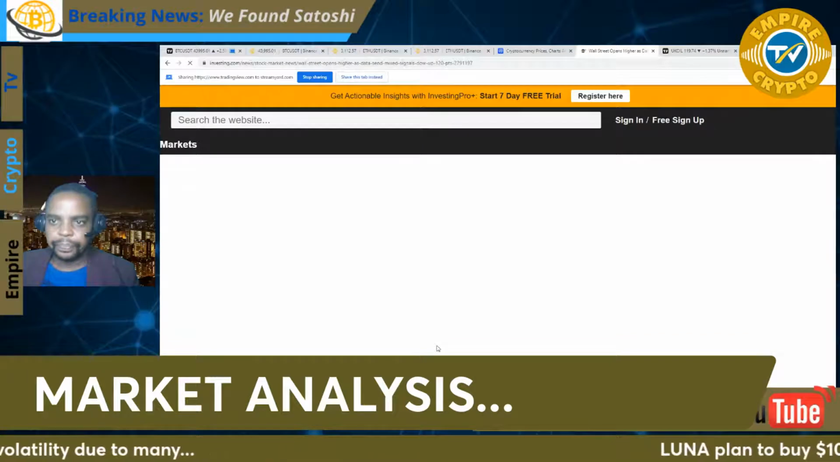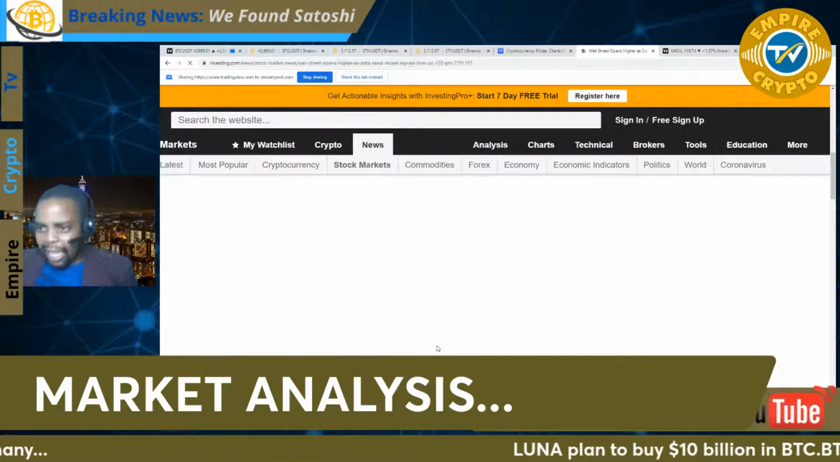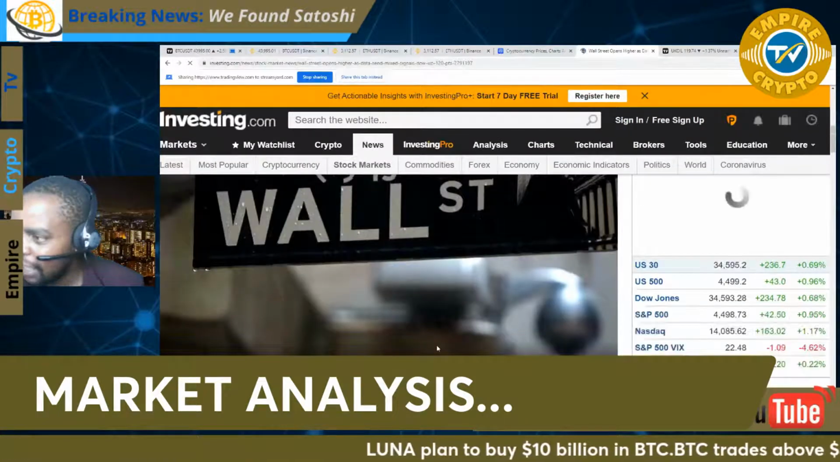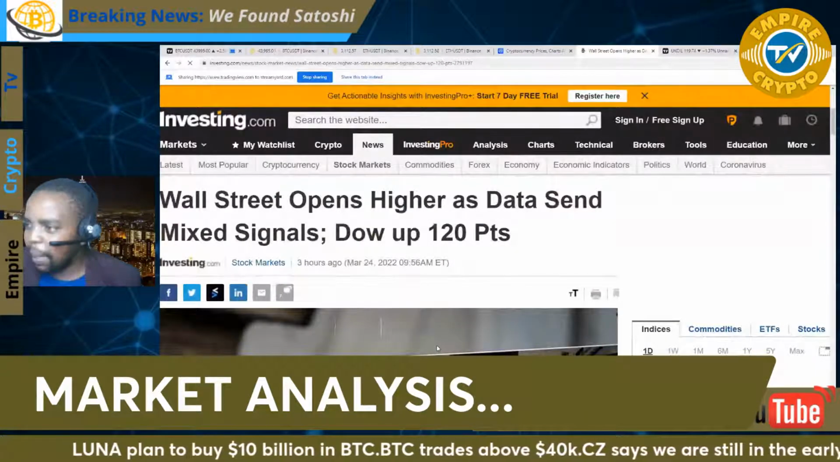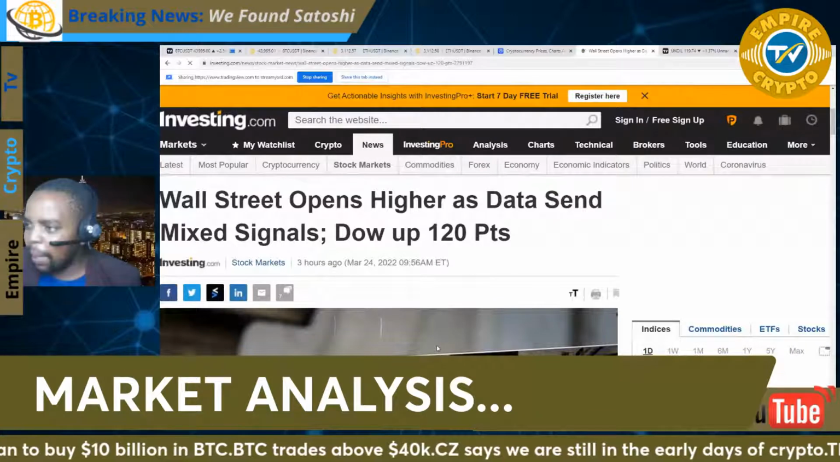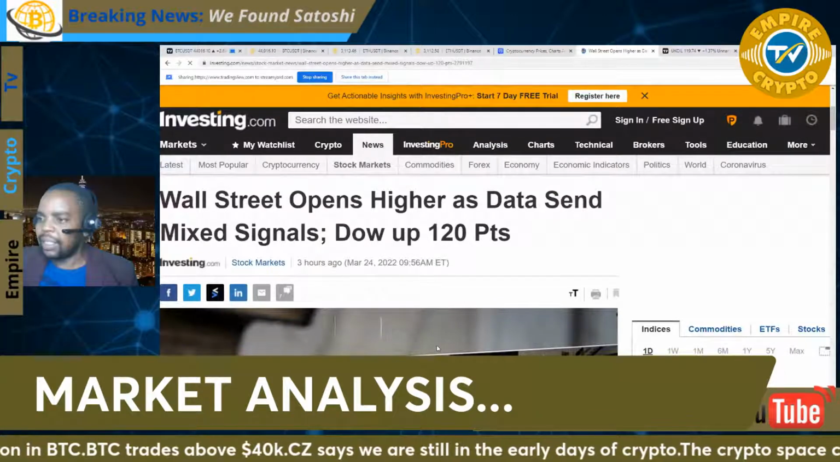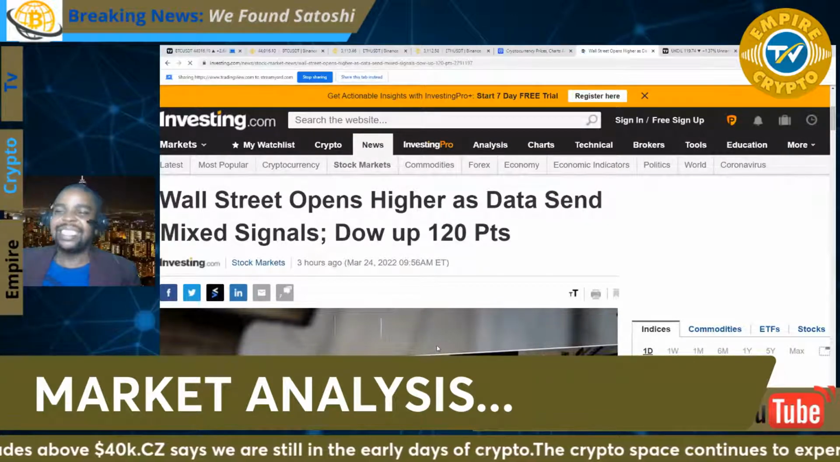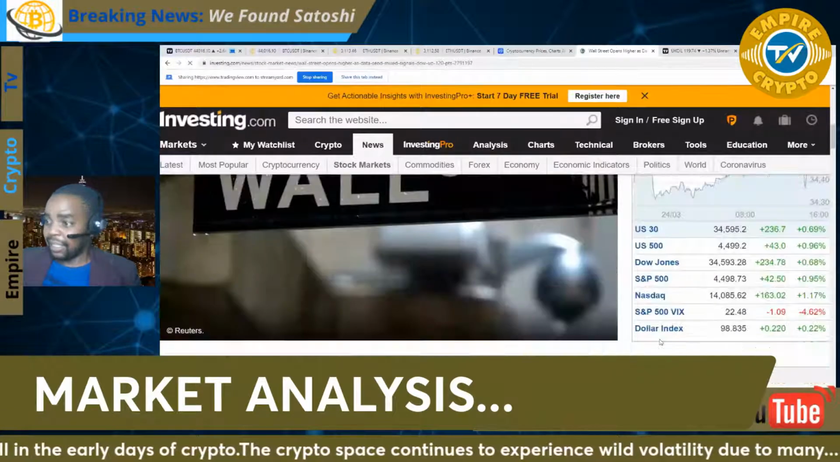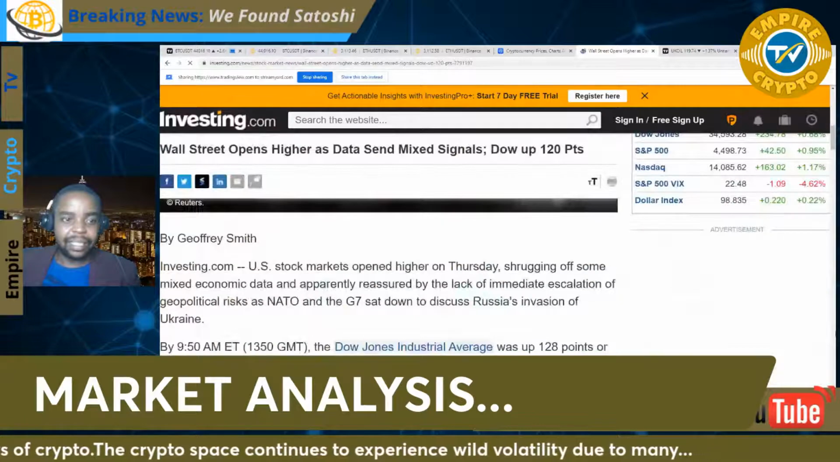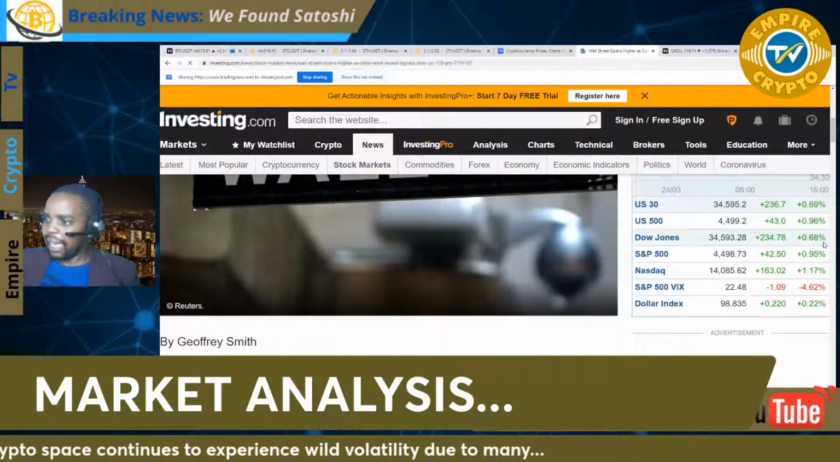Now, what we have experienced in the past few weeks is that the stock market moves alongside the cryptocurrency market, especially since this war began in Ukraine. Wall Street opens higher as data sends mixed signals, though up 120 points. You can see the greens. That green zone shows that the market is healthy.